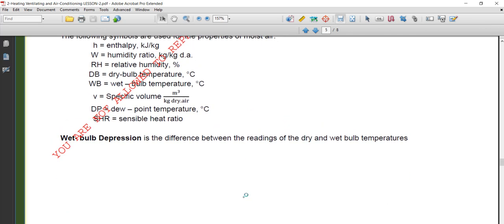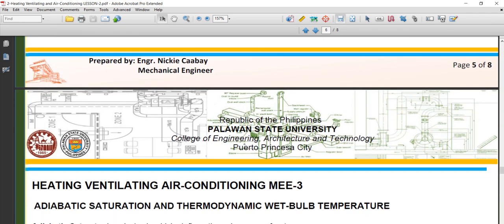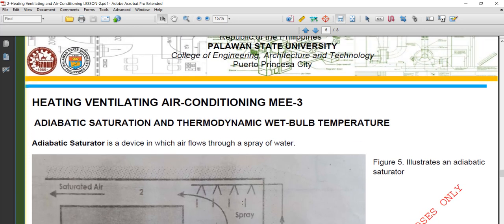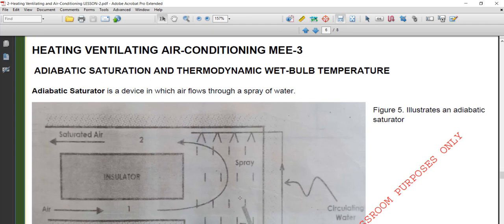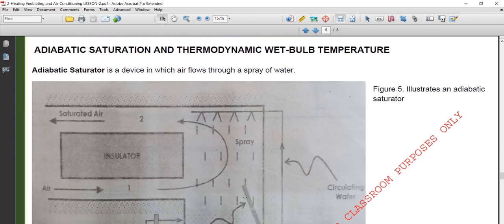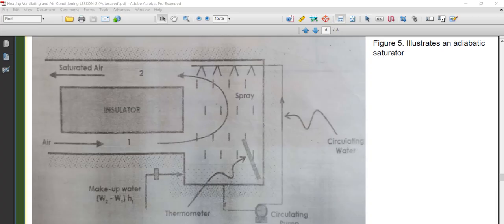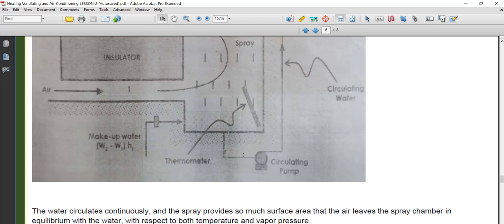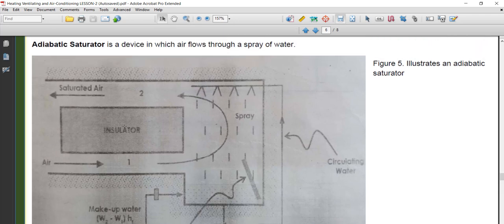Wet bulb depression is the difference between the dry bulb reading and the wet bulb temperature. Next, adiabatic saturation. A saturator is a device in which air flows through a spray of water. So we have here the adiabatic saturator. You will notice you have a circulating pump, a thermometer, and an insulator. Air is entering here.